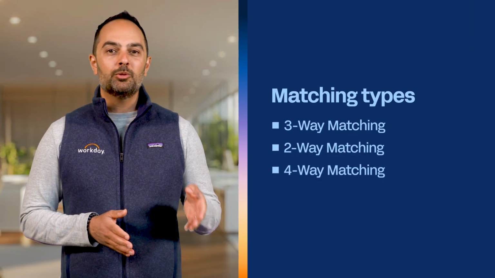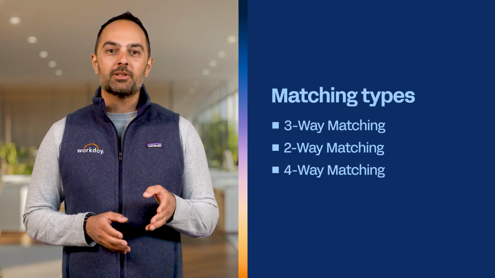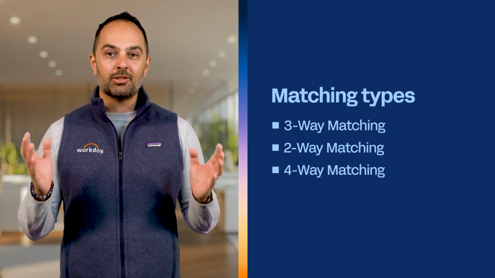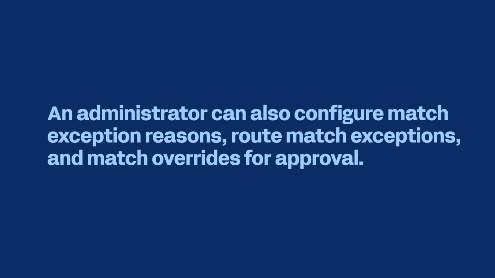You can make 2, 3, and 4-way match comparisons in Workday at the line, split, or header levels, or a combination of all three. To have complete matching, in addition to defining match rules and tolerances, users need to be able to override these match exceptions. Depending on your business process, an administrator can configure match condition rules to allow for 3-way or 2-way matching. They can also configure match exception reasons, route match exceptions, and match overrides for approval.